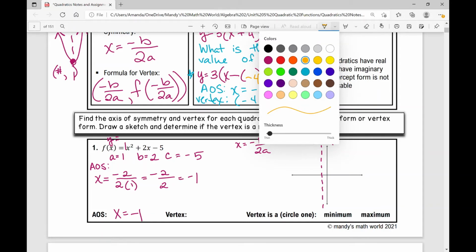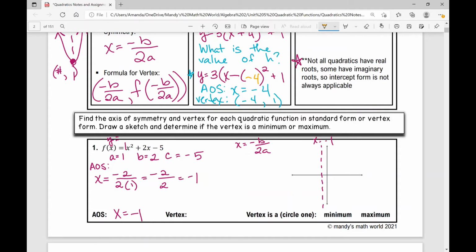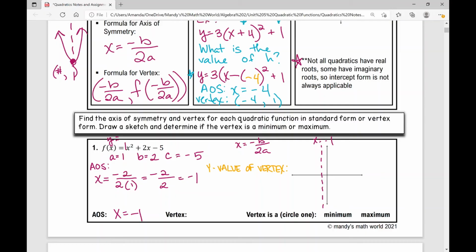Let's do this one. So now let's find the y value of the vertex. I'm going to plug in negative 1 for x in my equation. So I'm going to say y equals, and what I'm going to do first is put parentheses everywhere I see an x, okay? And then I'm going to plug that x value into those parentheses. So it's going to be x squared plus 2 times x minus 5. And then in those parentheses, I'm going to put a negative 1. And then let's simplify this.